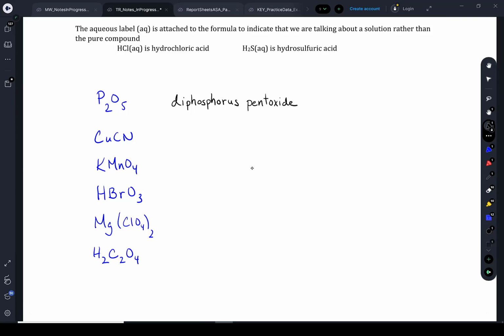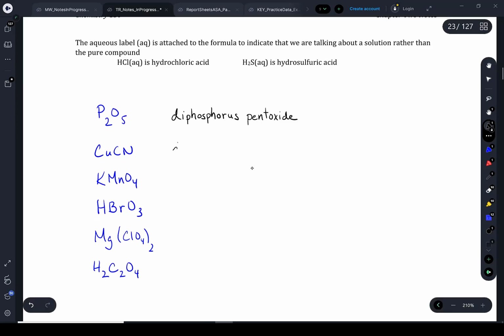Okay. The next one begins with copper, so it's going to be either a type one or a type two. Copper makes more than one charge, right? So it's a type two. We need to put its charge in the name. So what's copper's charge? Plus one, and that's because exactly, CN is always minus one, and the total charge must add up to zero. Good. So this is copper(I) and then cyanide. Very good.